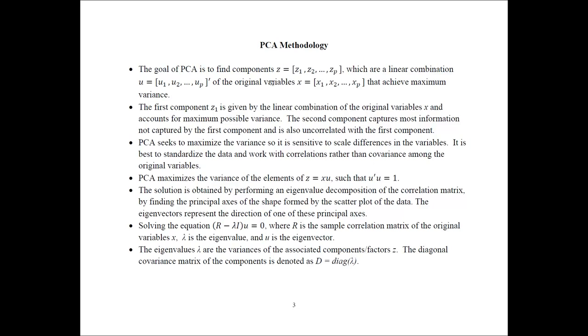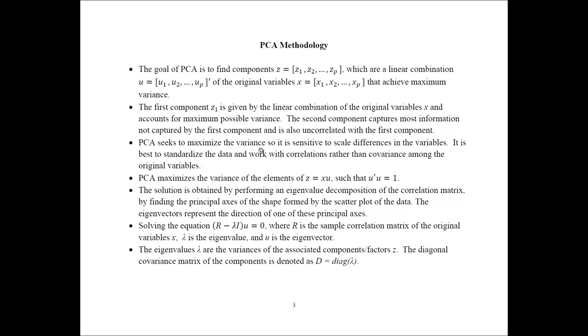So how are they reoriented? Well, the first component, Z1, is given by the linear combination of the original variables and accounts for the maximum possible variance. So we're interested, given all these X variables, can we just come up with one component that captures as much as possible from the variation in the data, like 50% or something, with just one variable or component? So the second component would capture most information that's not in the first component, and it's also desirable that it is uncorrelated with the first component. So this will be the requirement for the second, third, and so on components.